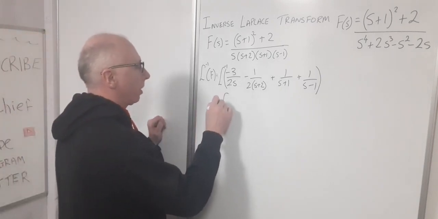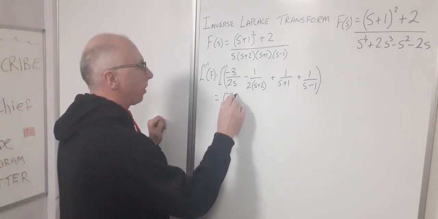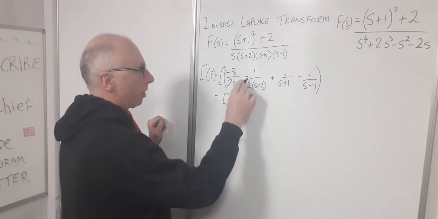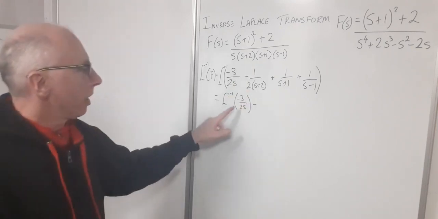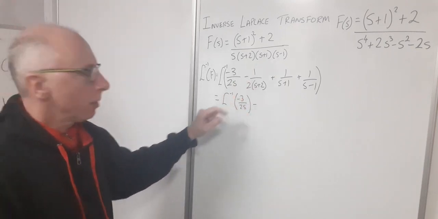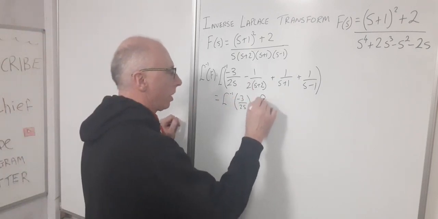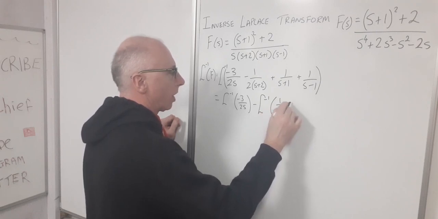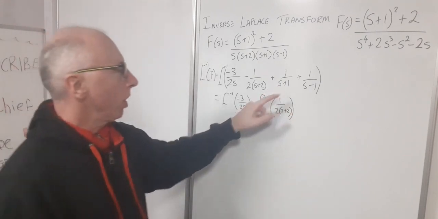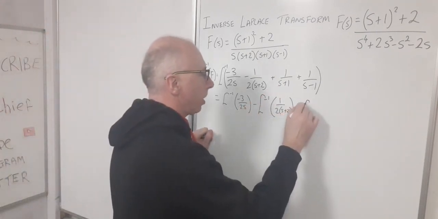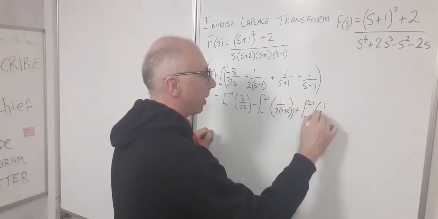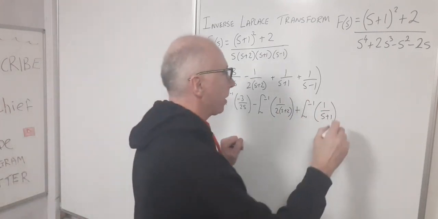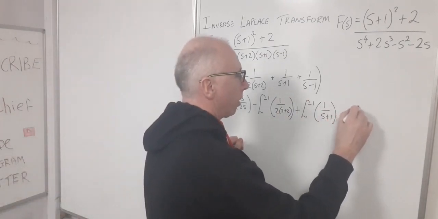So now we've got the inverse Laplace of minus 3 over 2s. Got a minus sign here. Now 1 over 2s plus 2, so inverse Laplace of 1 over 2s plus 2. This one here, 1 over s plus 1, we've got a positive sign, so inverse Laplace of 1 over s plus 1. And very similar with this one, except an s minus 1 in the denominator, also a positive sign.